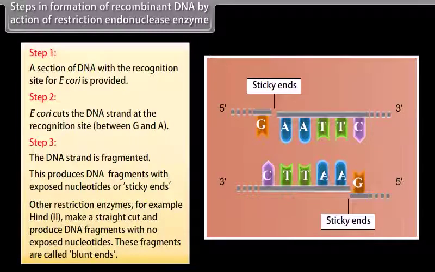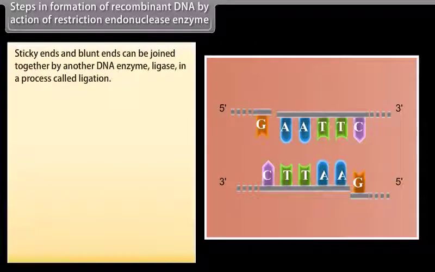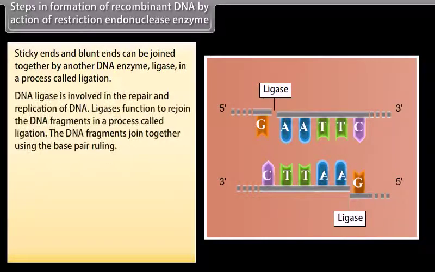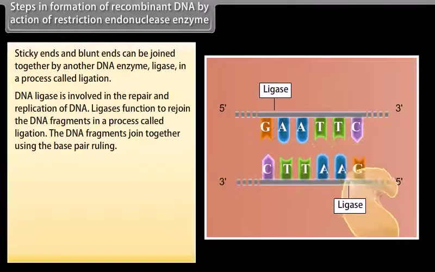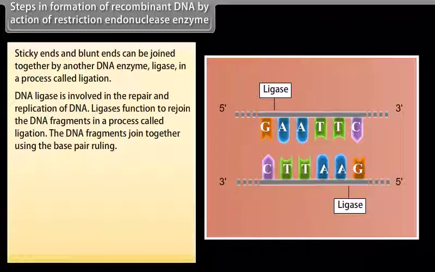Other restriction enzymes, for example Hind 2, make a straight cut and produce DNA fragments with no exposed nucleotides. These fragments are called blunt ends. Sticky ends and blunt ends can be joined together by another DNA enzyme, ligase, in a process called ligation. DNA ligase is involved in the repair and replication of DNA. Ligases function to rejoin the DNA fragments in a process called ligation.